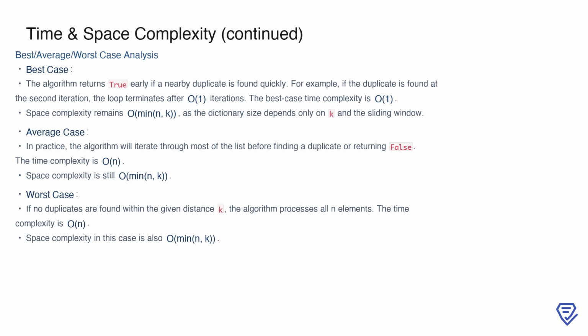In the average case, the algorithm typically processes a majority of the list before finding a duplicate or returning false, resulting in a time complexity of O(n). The space complexity is still O(min(n, k)), as the dictionary size is constrained by the sliding window. Finally, in the worst-case scenario, no duplicates are found within the given distance k, so the algorithm processes all n elements, leading to a time complexity of O(n). The space complexity in this case also remains O(min(n, k)).